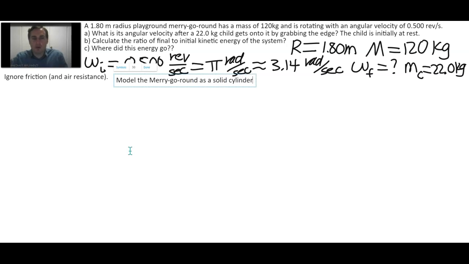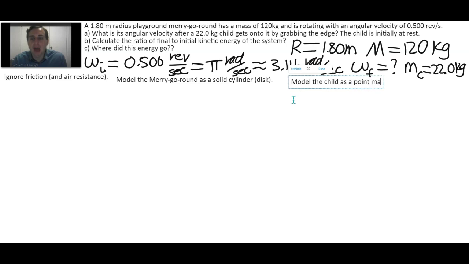Now a solid cylinder would be the same thing we've talked about in previous problems, as a disk. So we know what the rotational inertia of a disk is. We'll get to that in just a moment. And then finally, model the child as a point mass. You could imagine the child is much smaller than the disk. So if you approximate them as a small little point mass, then you can model them with their rotational inertia and see how the rotational inertia of the system changes.